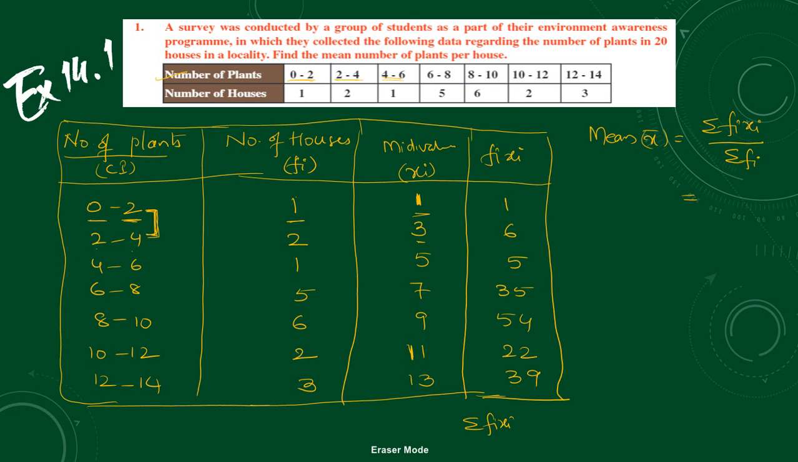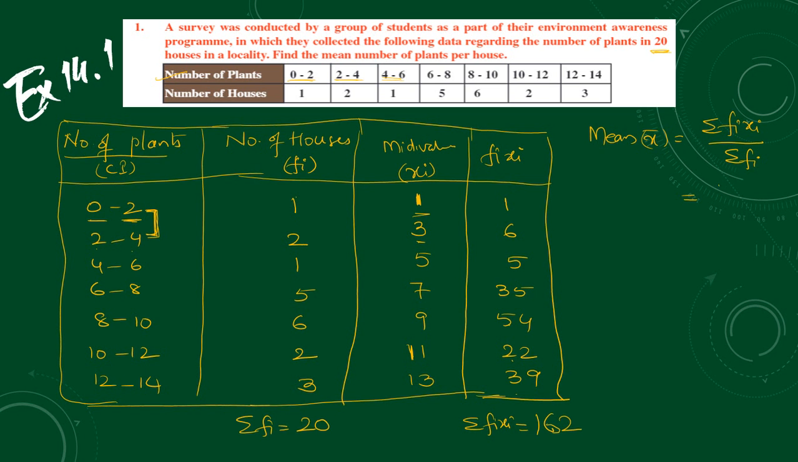Now let us see this. Sigma Fi Xi, the summation of Fi Xi, directly add the values. 6 plus 1 is 7, 7 plus 5 is 12, 12 plus 5 is 17, 17 plus 4 is 21, 30, 32. 3 is carried. 3 plus 3 is 6, 6 plus 2 is 8, 8 plus 5 is 13, 13 plus 3 is 16. So sigma Fi Xi is 162. In the same way for sigma Fi, add these values. How many houses did he say? He said 20, no? So directly this value is 20.